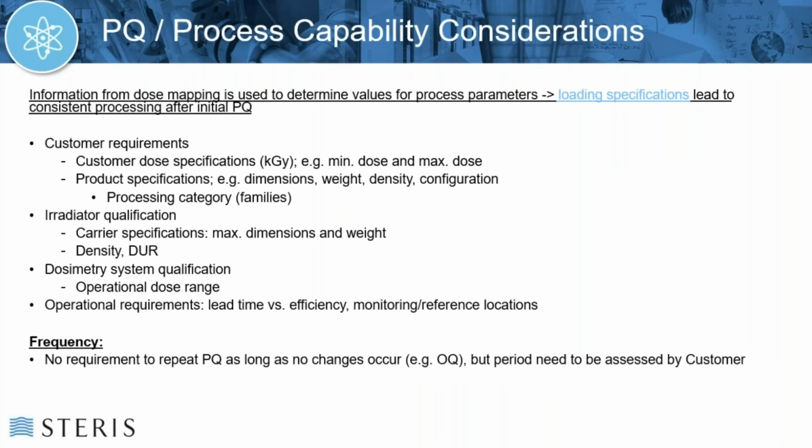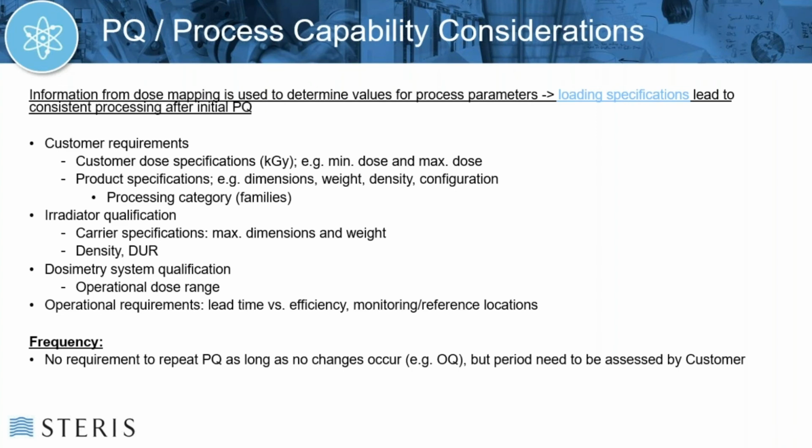After IQ and OQ have been completed, we have PQ. Information from dose mapping families is used to determine values for processing parameters. That leads to load specifications, which lead to consistent processing after the initial PQ. So we use either customer product or simulated surrogate product, which could be rejected material or some material of similar size or density that would be packed the same way as the actual customer product.